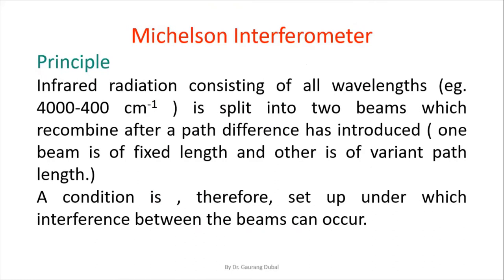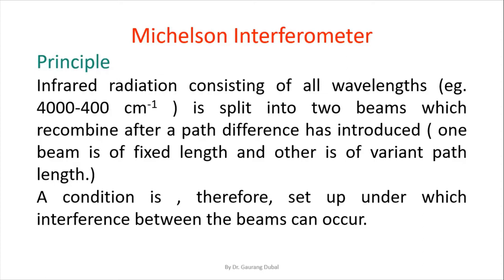Michelson interferometer's principle: infrared radiation consisting of all the wavelengths in the range of 4000 centimeter inverse to 400 centimeter inverse is split into two beams, which recombine after a path difference has been introduced. One beam is of fixed length and the other is of variable path. So actually we are taking the radiation, splitting it into two beams, and after some process we are recombining them, and the path difference introduced will apply to the sample. We are going to see in detail what is actually happening.